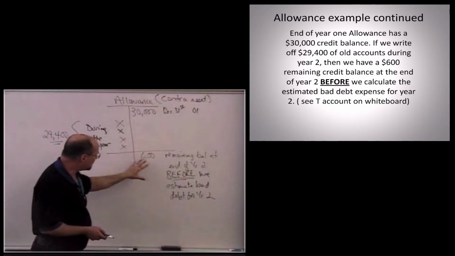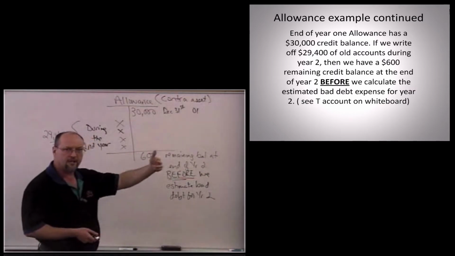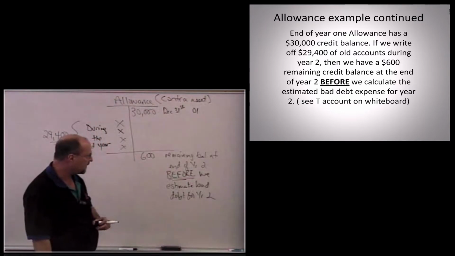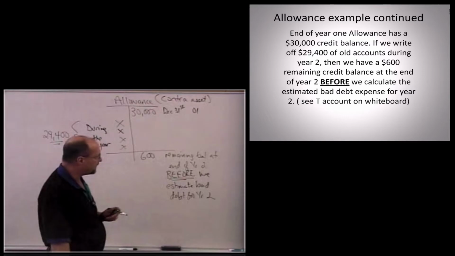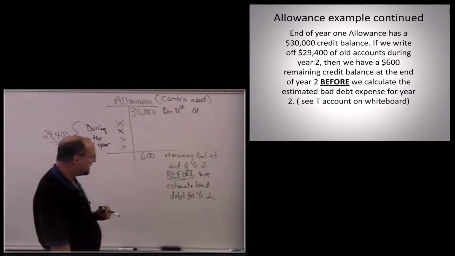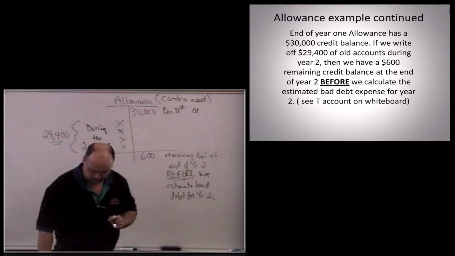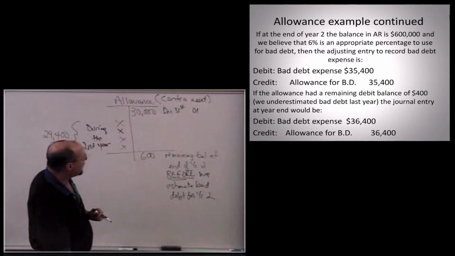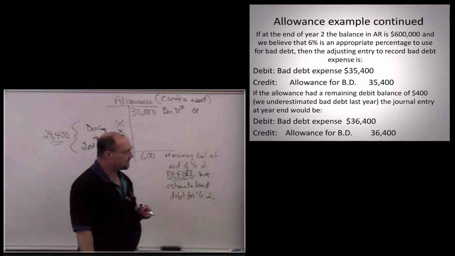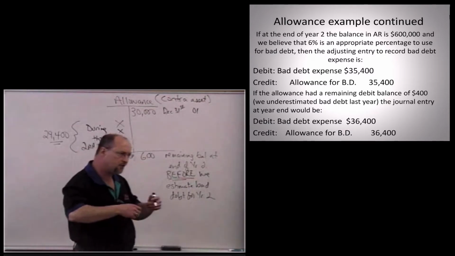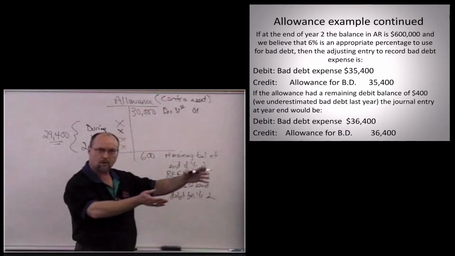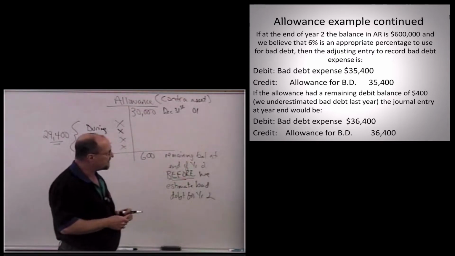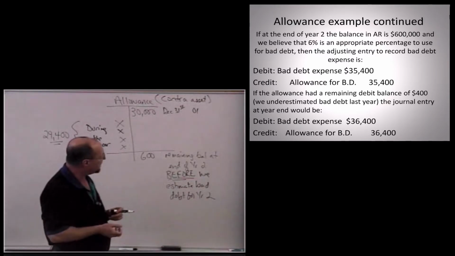And we need to know this because it's going to affect future years' adjusting entries at year end to record bad debt expense. So we have a $600 remaining balance at the end of year two before we calculate bad debt expense for year two. So let's see what happens in year two. If at the end of year two, the balance in accounts receivable is now $600,000, because remember, in year two we're continuing to make sales. Hopefully, we're growing our business, so our balance increased a little bit. That's a good thing. And we believe that 6% is still an appropriate percentage to use for bad debt.